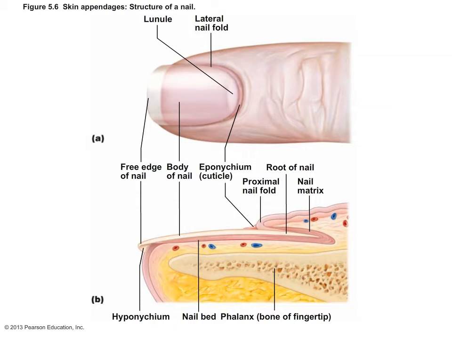At the distal edge of the fingernail, we see something called the free edge, otherwise known as the hyponychium. And hypo, remember, means below. And the hyponychium is the area of your fingernails that tends to accumulate dust and grime and dirt and things like that.